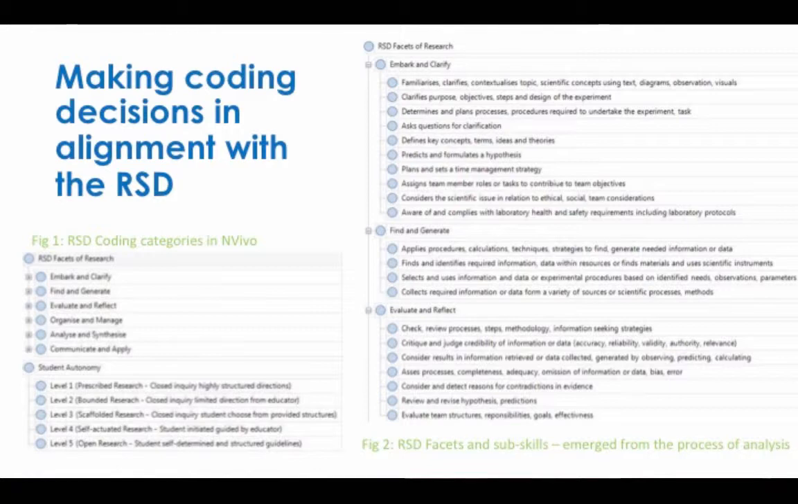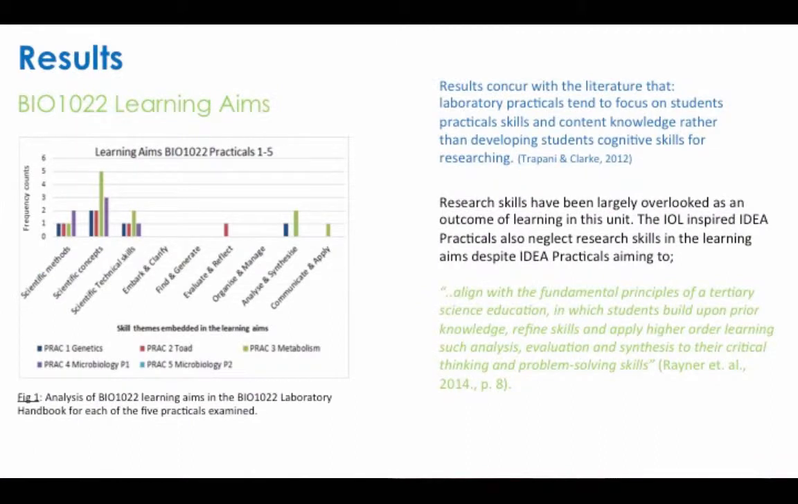So the first bit of data that I had a look at was the learning aims. From the lab handbook, I mapped the learning aims to the RSD, aligned them with whether it was about scientific content, scientific concepts, scientific technical skills, or the facets of the RSD. So the first three columns represent the 5 pracs for scientific methods. Having a look there, you can see that scientific methods are quite evident in the learning outcomes.